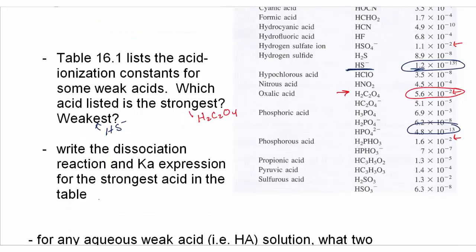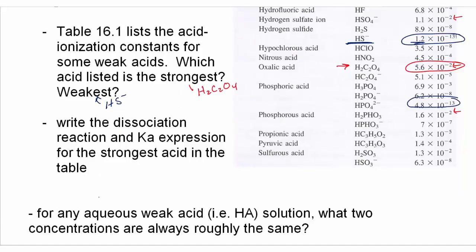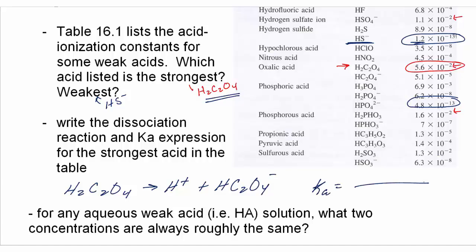Write the dissociation reaction and Ka expression for the strongest acid in the table. So a little practice on that. This was our strongest weak acid. You always write the conjugate acid dissociates to hydrogen ion and the conjugate base. And the Ka expression: products over reactants. Hydrogen ion, conjugate base, all over the conjugate acid, the weak acid.